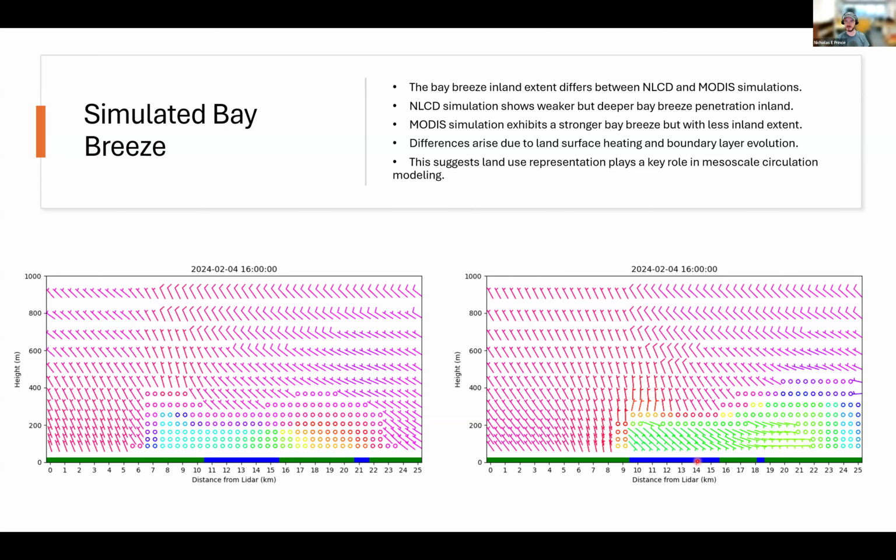These are relatively new results. But just to point out, all we changed here was the land use classification. And we're seeing significant differences in the flow field here.